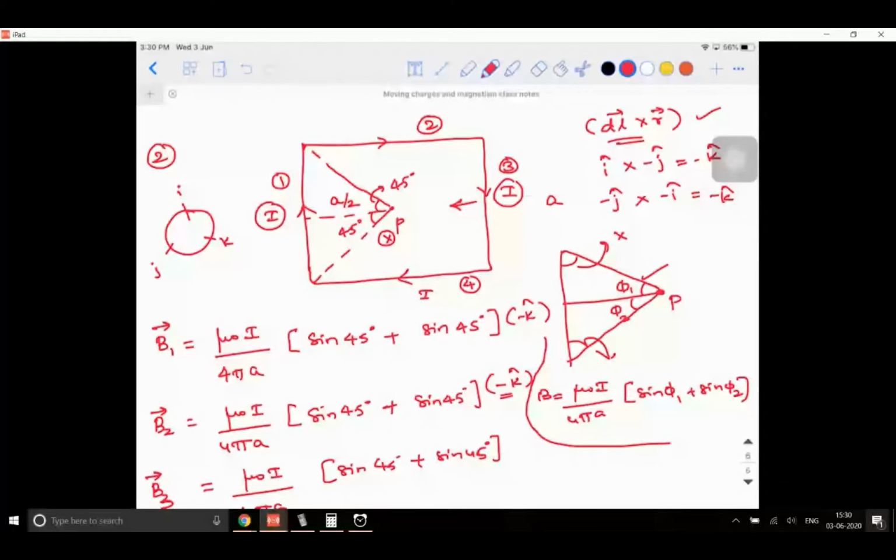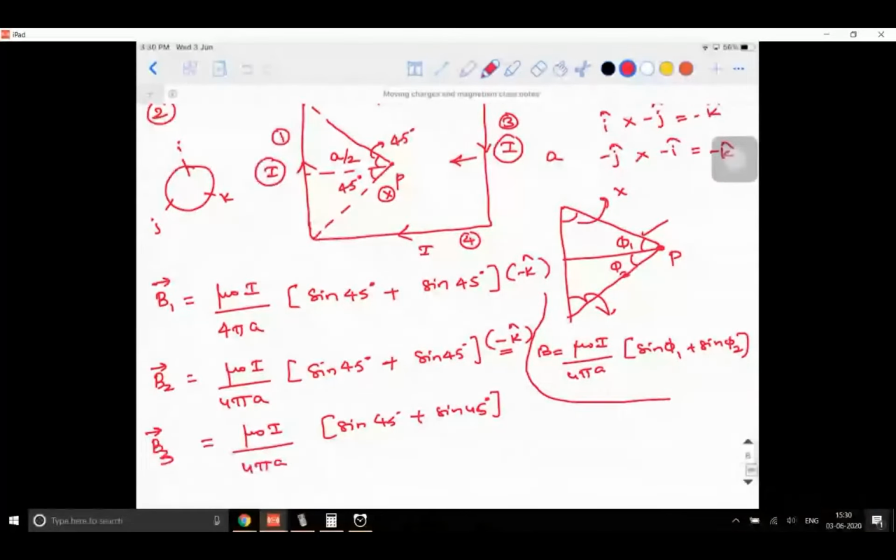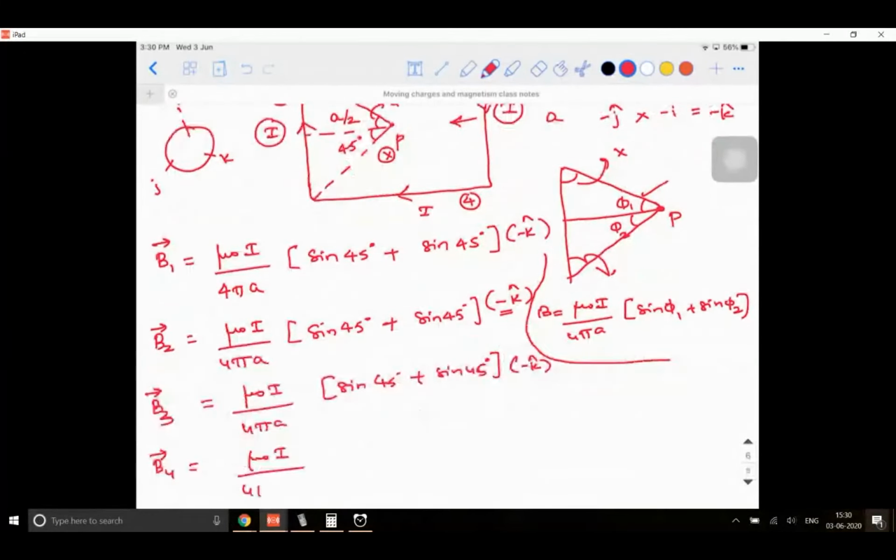Okay. Now similarly, if I do it for the fourth conductor, what is the value going to be? B4 vector is equal to mu naught I divided by 4 pi a into sine 45 degrees plus sine 45 degrees. Then what should I write? So again, I will take dl vector cross r vector for your understanding. For the fourth conductor, what is the direction of dl? Minus i cap. Very good. R vector? j cap. Very good. So it is j cap.